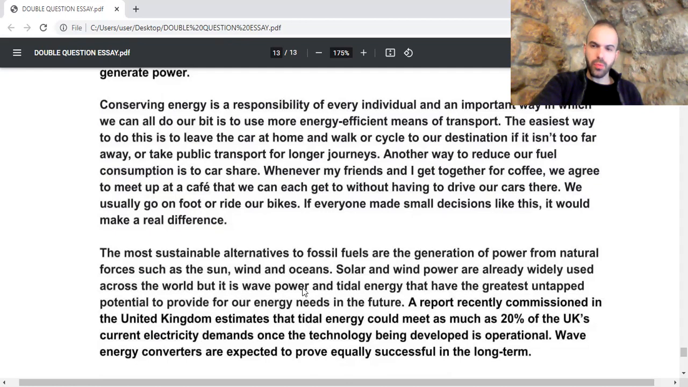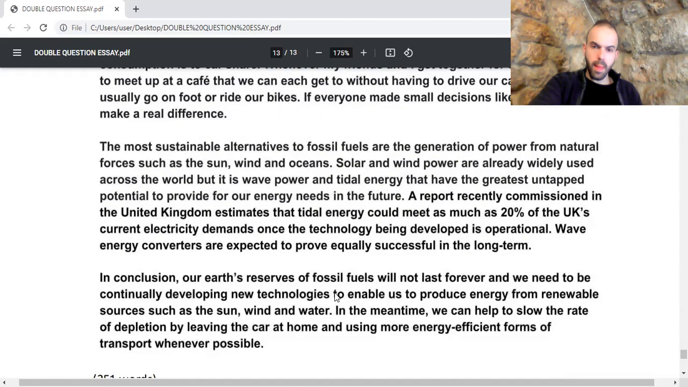What else do we have? "Are widely used". Okay, so that's the present passive form. That's the present simple. "Commissioned", so that's the past simple. "Estimates", that's the present simple. "Been developed". Okay, that's the passive form of the present perfect. "Are expected", that's a passive form as well. "Will not", that's the future tense.